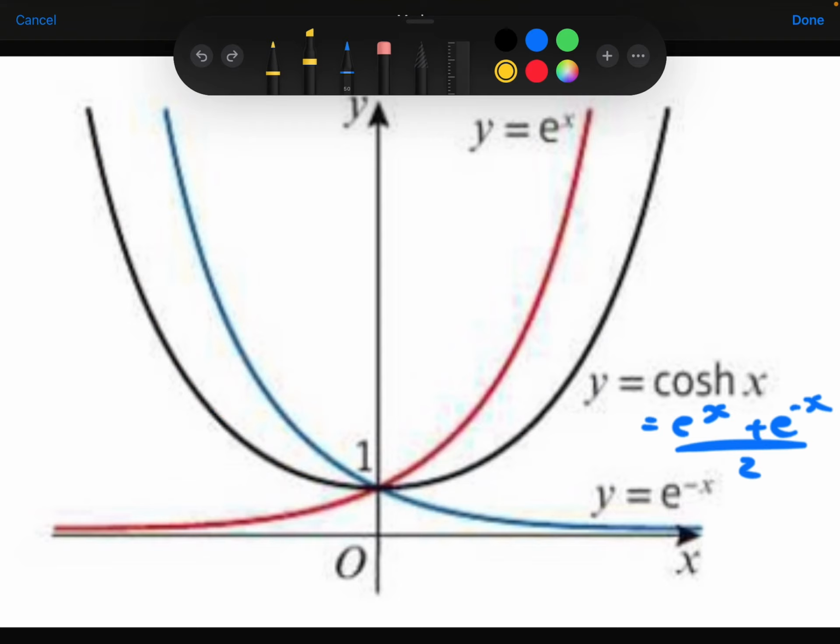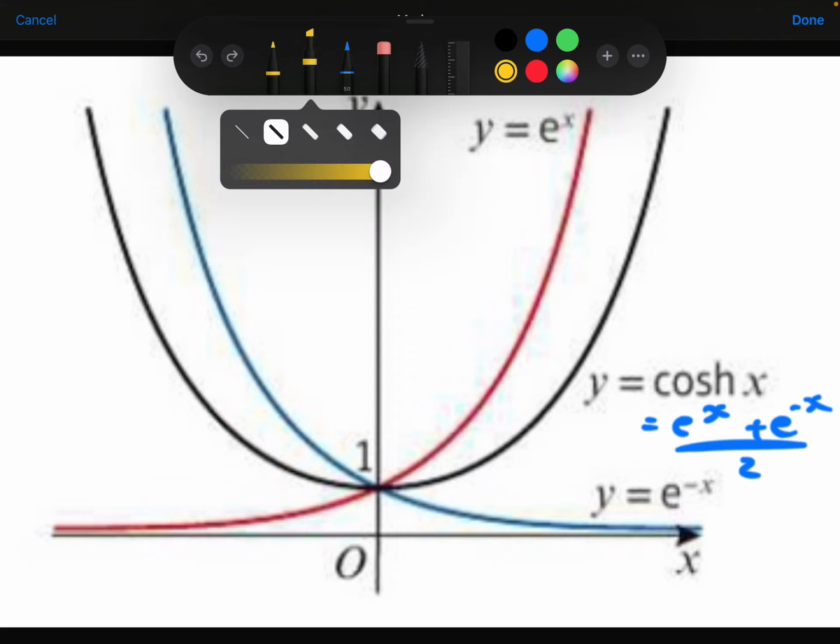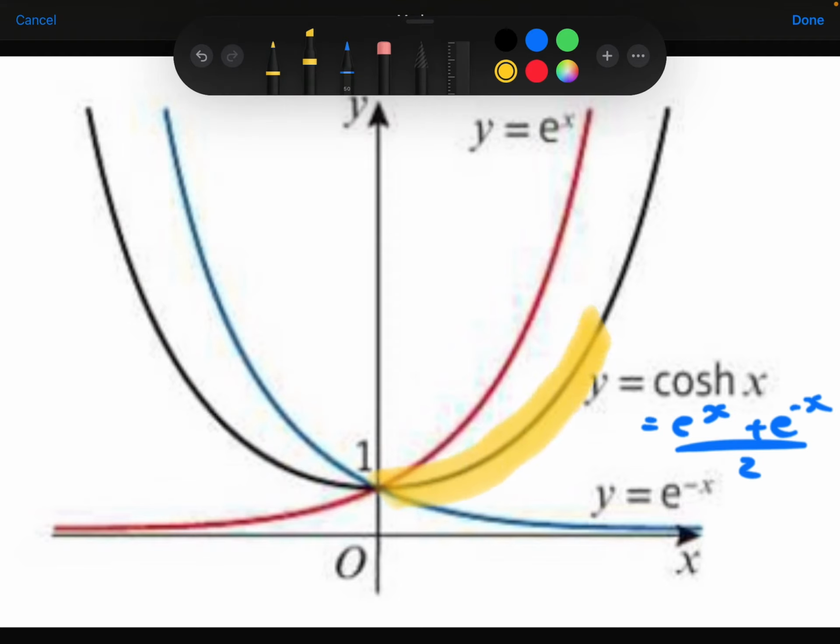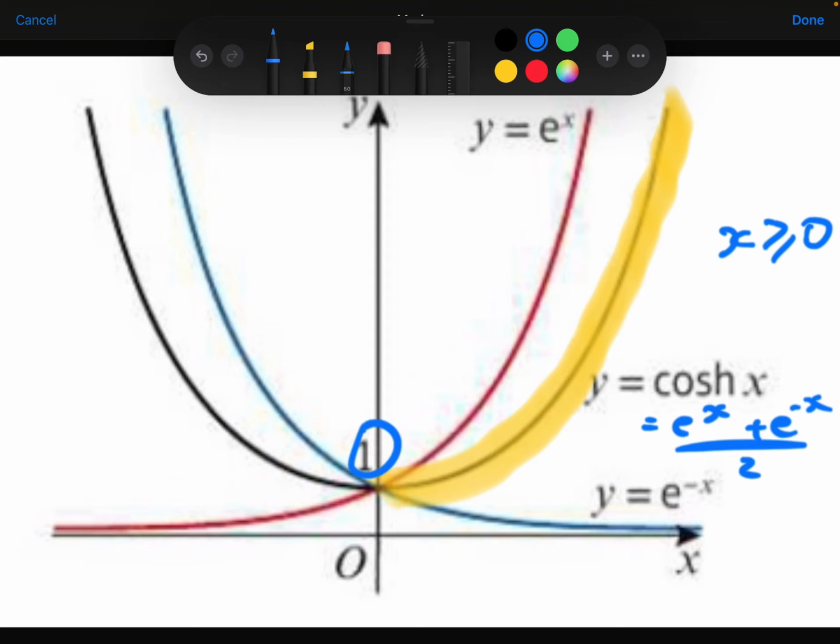So therefore, in order for its inverse function to exist, we're going to have to restrict its domain to make it a one-to-one function. So in order for the inverse cosh function to exist, we will have to say that x has to be greater than or equal to 0 to make it a one-to-one function. Also note that cosh is always greater than or equal to 1. So its range is greater than or equal to 1.